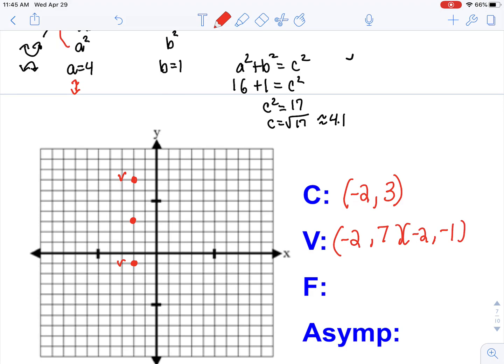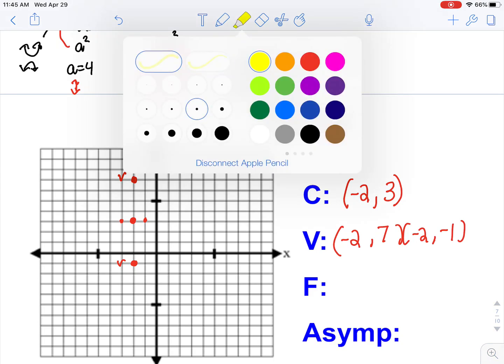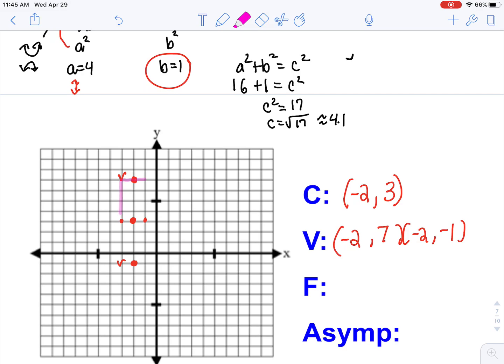Now, for my co-vertices, I'm going to go left and right 1 point. Remember, that was that b value. And then I can quickly make my rectangle connecting the vertices and co-vertices, draw my diagonals, which will become my asymptotes. And from there, I can draw the branches. Remember, these are up and down, so we're going to draw this branch. We're going to draw this branch.